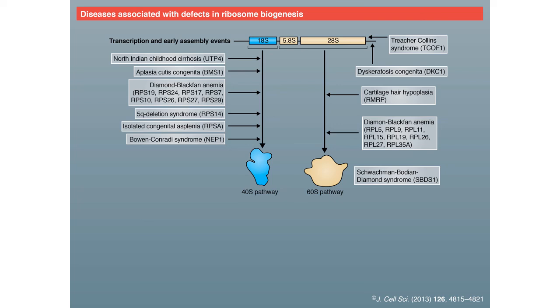As important as this process is, it seems impossible that there would be mutations in it in the population which cause disease. But there are apparently some diseases which are associated with defects, or not complete defects, but perturbations in various parts of this process.